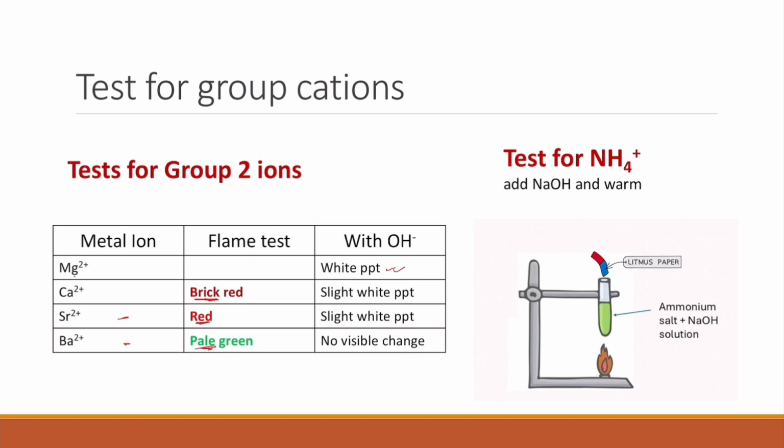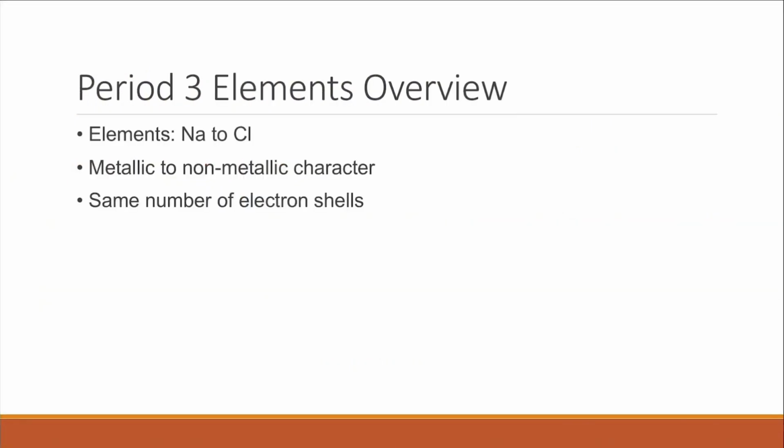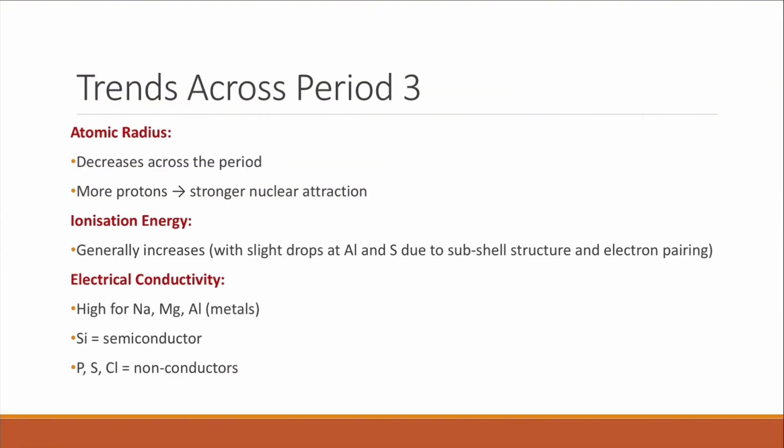Finally, test for the ammonium ion. If you add sodium hydroxide to the ammonium ion... Period three elements and their oxides. Period three elements are the elements from sodium to chlorine. They change in character from being metallic to more non-metallic, and they all have the same number of electron shells. The trends across the period: first, the atomic radius will decrease across the period.